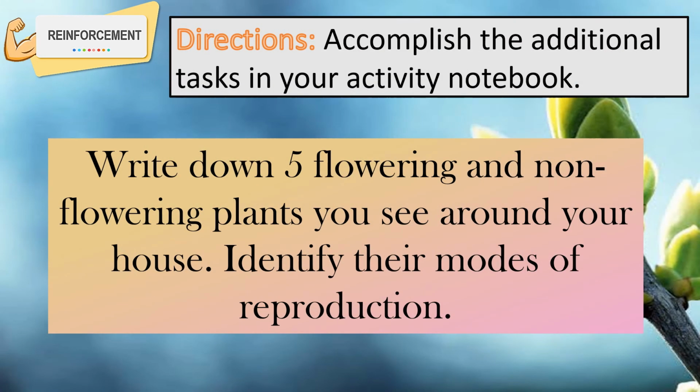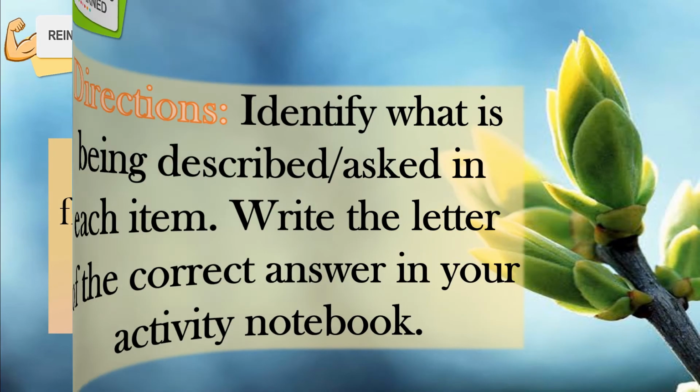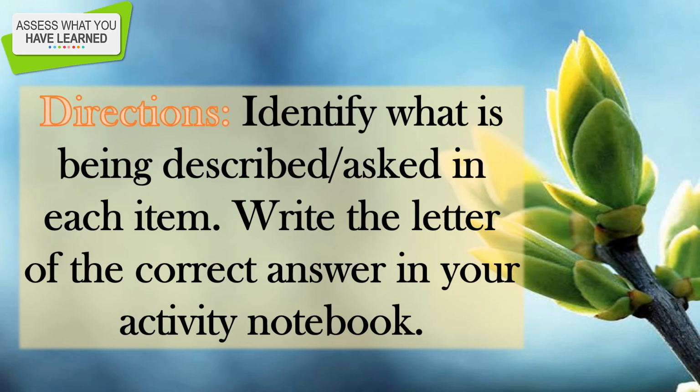Strengthen what you have learned in this video lesson. Accomplish the additional task in your activity notebook. Write down 5 flowering and non-flowering plants you see around your house. Identify their modes of reproduction. Assess what you have learned. Identify what is being described or asked in each item.